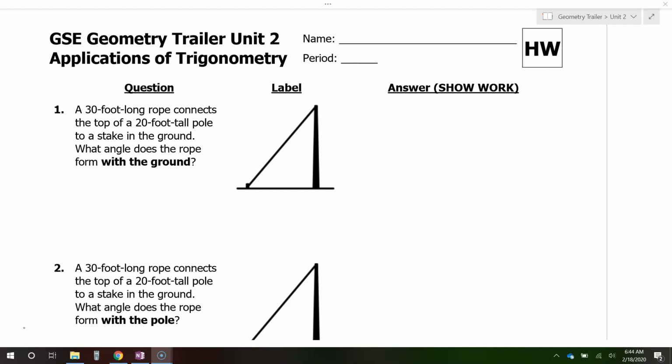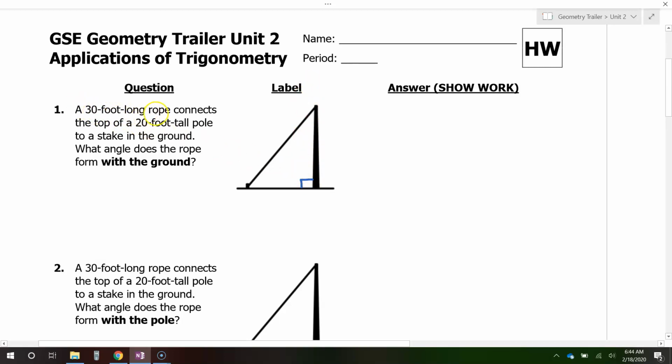So let's see, we have a 30-foot long rope that connects the top of a 20-foot tall pole to a stake in the ground. What angle does the rope form with the ground? So one thing we know is that we're going to have a right angle right here because, of course, the pole is going to be straight up and down.